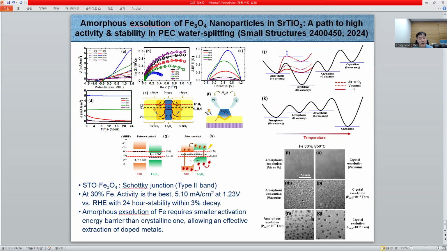We finally obtained a current density of 5.1 milliamps per square centimeter at 1.23 volt versus RHE, with stability over 24 hours. Such high performance can be achieved because amorphous exsolution of iron requires a smaller activation energy barrier than crystal exsolution, as shown in the landscape diagram at the right top.